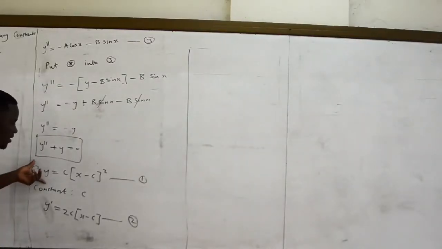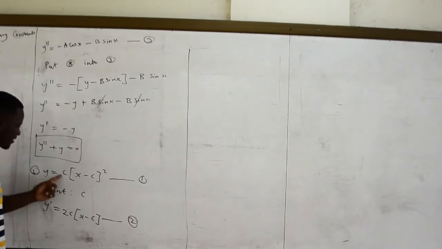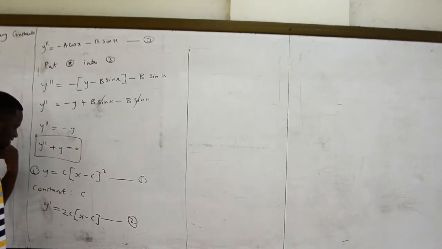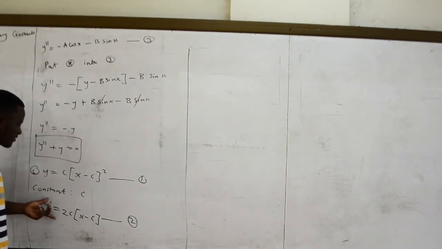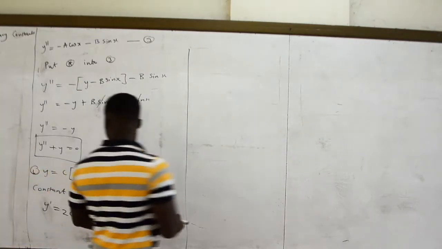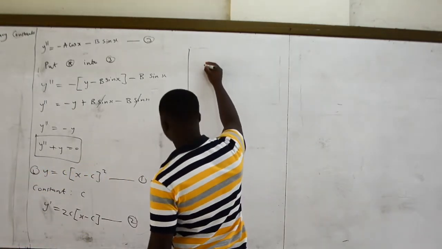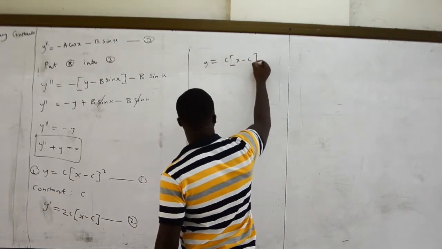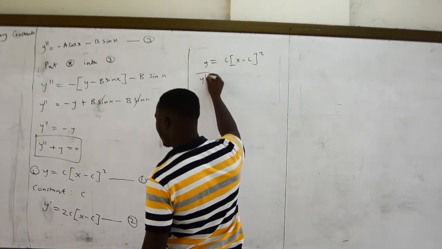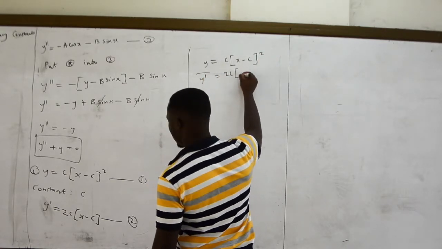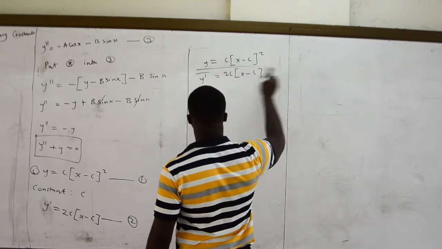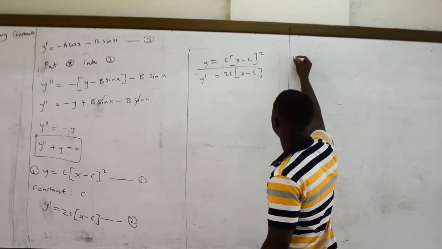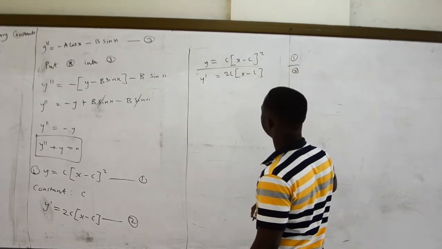I have equation 1 here, equation 2 here. How do we eliminate the c? I can see that when I divide this equation by this equation, I'll get something in terms of c. So what I will do here is divide equation 1 by equation 2. So I have y is equal to c(x - c) all squared, divided by y prime is equal to 2c(x - c).